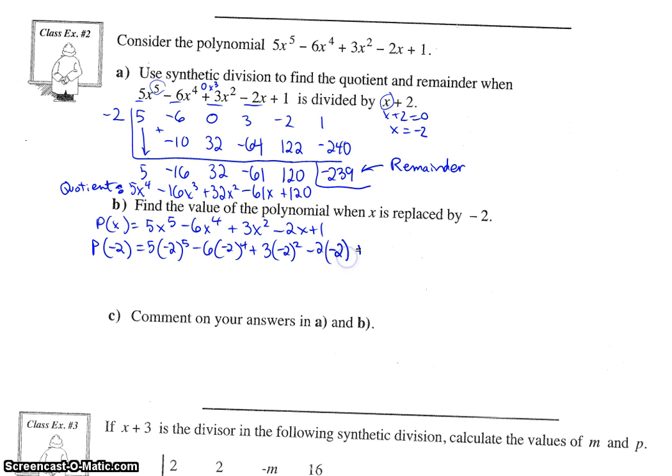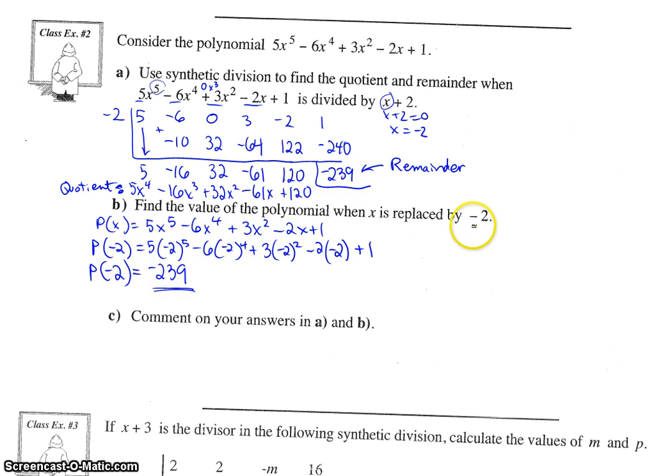Negative 2 and then plus 1. Okay, go to your calculator. Let's put that in, see if we get some big number. Okay, so pause your video, go do that. Okay, what did you notice? We got a value of negative 239. Pretty weird number to get coincidentally again.